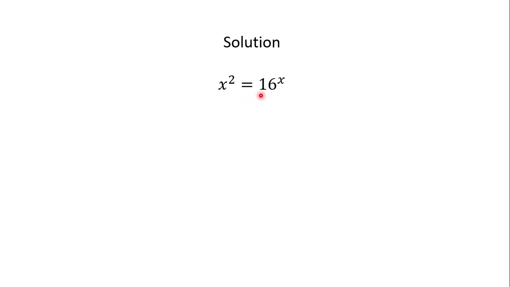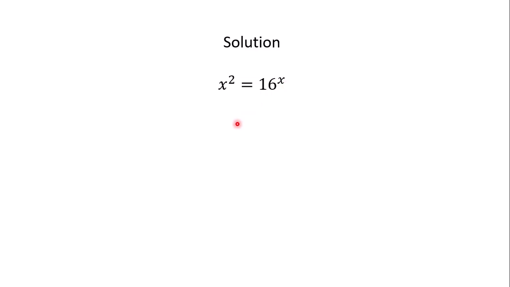x squared is equal to 16 raised to the power x. We are not using the previous approach, so don't rush. If you rush, you might get it wrong. Just take your time, and you see that it's very, very simple. It's similar to the logarithm with absolute value approach, but the only difference is the Lambert W function.